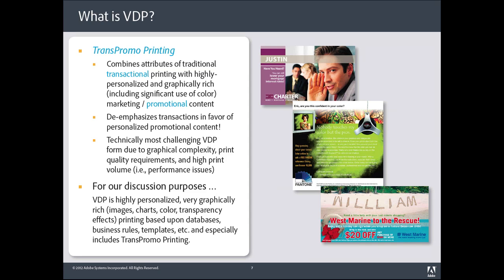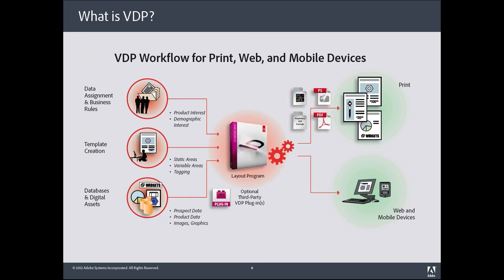Part of what is sent to you is constant. In other words, the usual, these are our terms, conditions, whatever. Parts of it are very personalized. The exact percentage really depends upon the particular piece that they're trying to put out there. Okay, so for our purposes, when we're talking about VDP, we're talking about highly personalized, graphically rich images, charts, color, transparency effects, everything, printing based upon some sort of database, business rules and templates, all pulled together, and especially what we're calling trans-promotional printing. Okay.